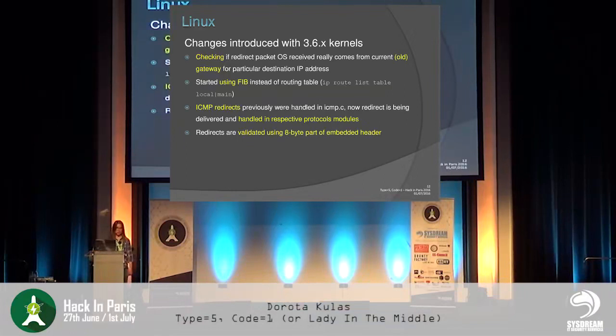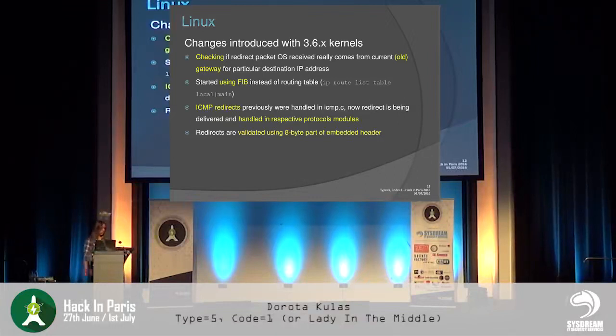And I think the most important difference was that previously all ICMP redirect packets were handled by the ICMP module in the Linux kernel. And right now, this module will deliver the ICMP redirect packet and hand it over to the respective higher level protocol modules. So TCP, UDP, SCTP, whatever, like layer 4 protocols.